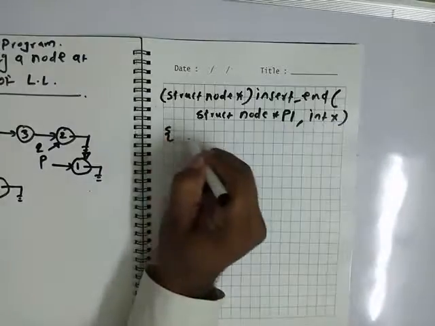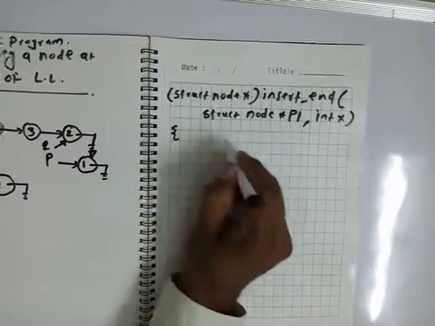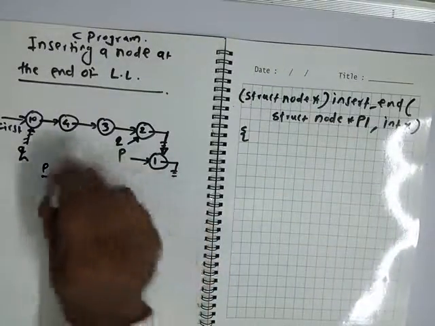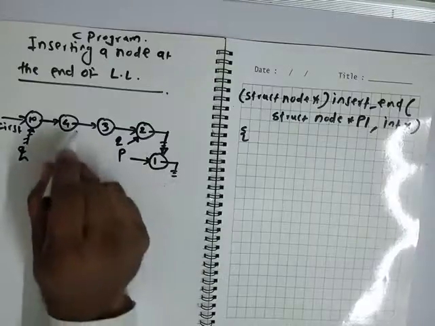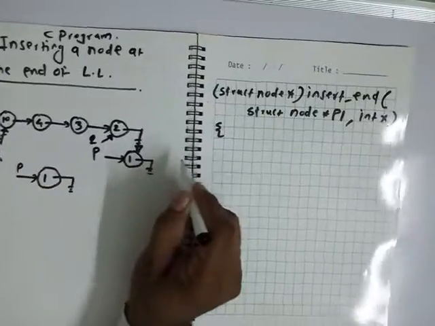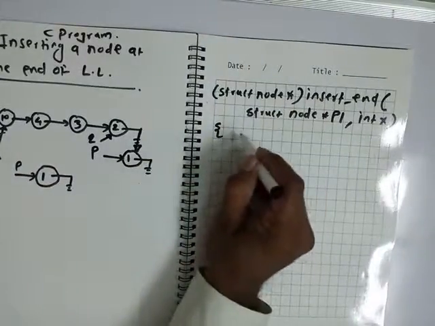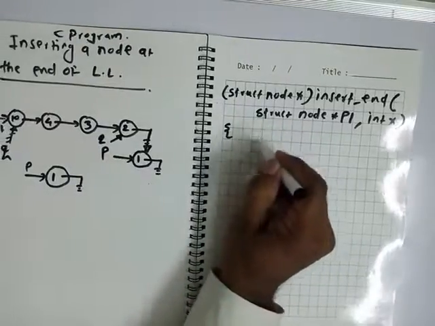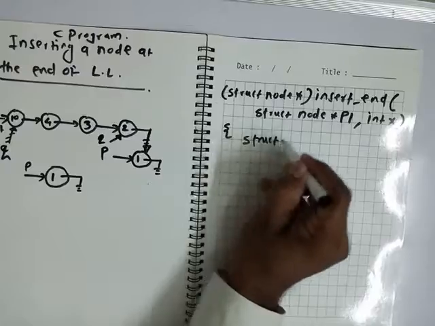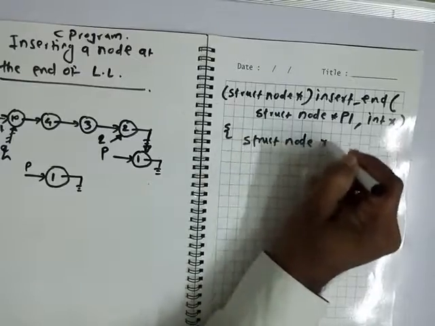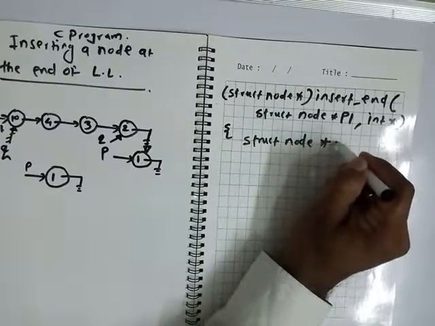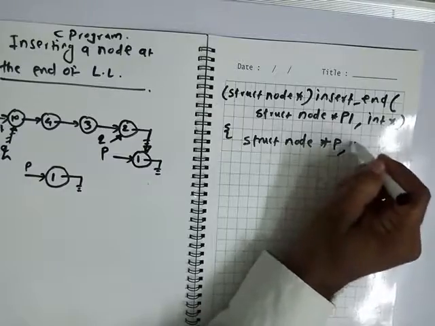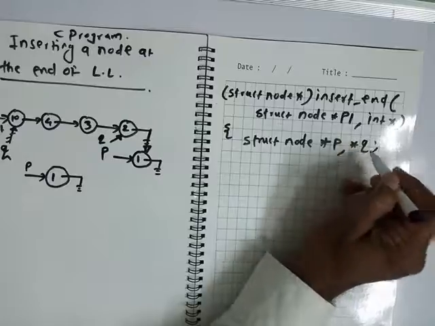Okay, now the first thing we'll do is create a new node, because whether you insert in the empty linked list or in a linked list containing some nodes, we'll have to have a new node. So for that we need a pointer p, one more pointer p. So struct node star p, and one more pointer we will need, star q, to traverse the linked list.